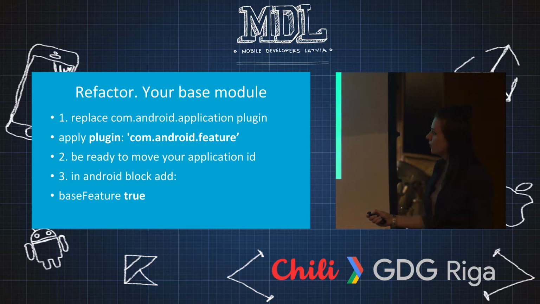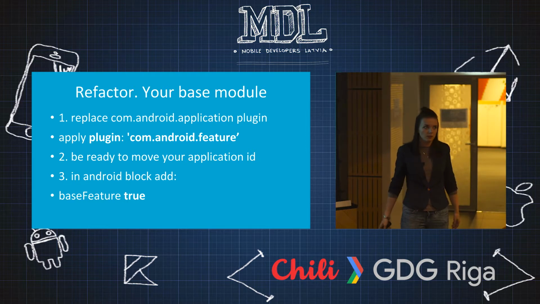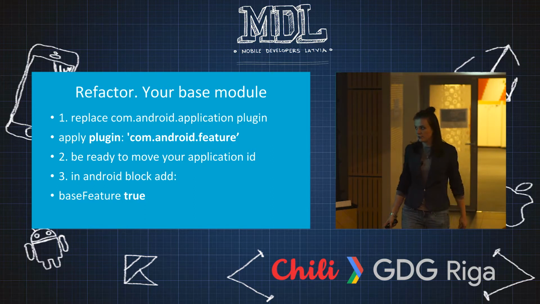Then you also will have to remove your application ID from there and put it in the new application module that you will create. The reason why it's easy is you just have to make a few rearrangements in the Gradle file, but you don't have to move all the code. The code stays in one place in your base feature module before you extract it further down into features.